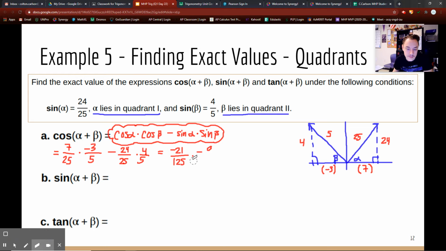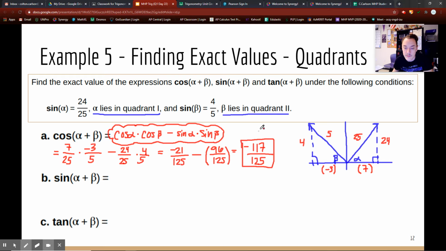Oops. And this is why I use parentheses. Okay, this is minus. Oh my gosh, I'm going to erase all this. I'm wasting time here. Okay, so this is going to be 96. And then all over 125. And then if you take 96 plus 21, you do get 117. But make sure you have that negative here. A negative 117 all over 125. Boom. Sweet. Awesome. So that's my answer. Okay, that's my answer. I hope that makes sense.